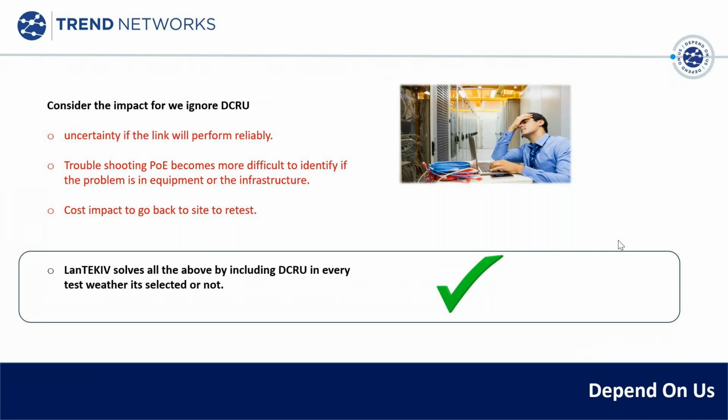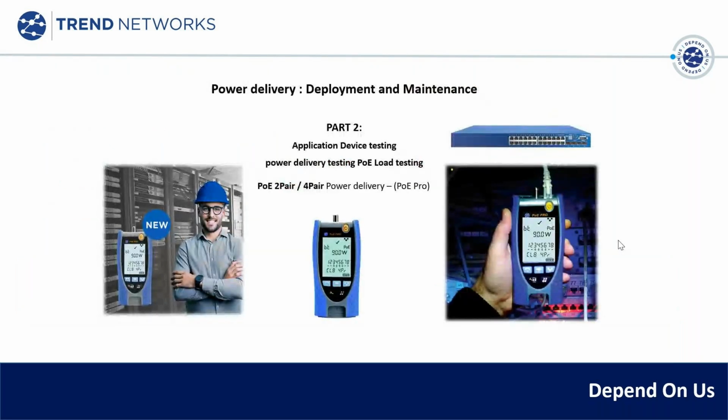And of course, Landtech 4 solves all the above. It always includes DCRU. So again, that little tip as we move on to part two. This is a really interesting webinar today. Adding part two adds in this challenge of what happens when you leave the site. So you've done your DCRU testing, and a lot of businesses look after clients with their service work.